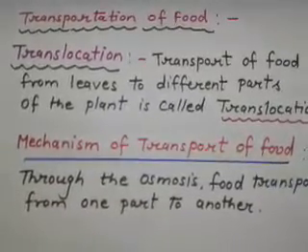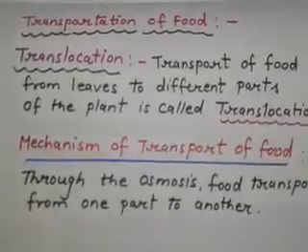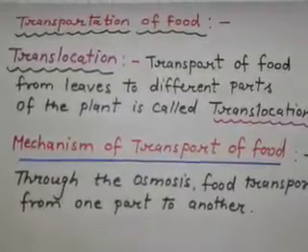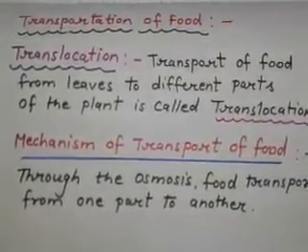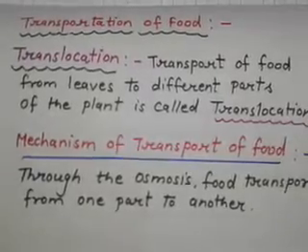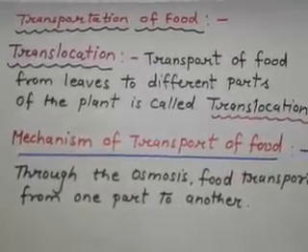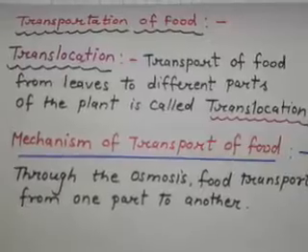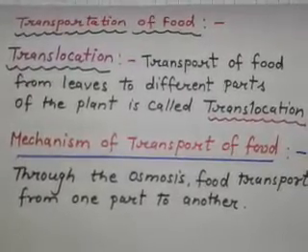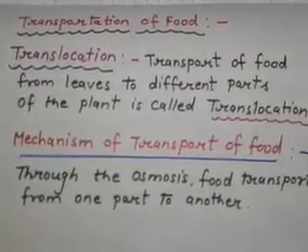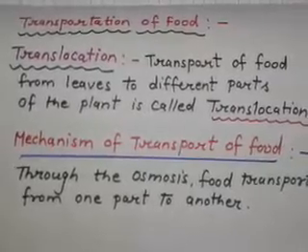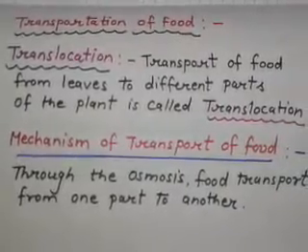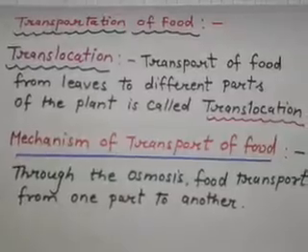Next we have transportation of food. Students, we have studied before that transportation of food in plants takes place by the phloem. Now what is translocation? Transport of food from leaves to the different parts of the plant is called translocation.